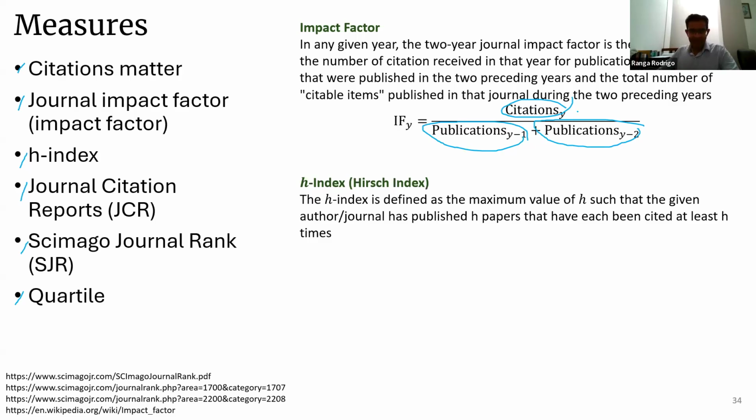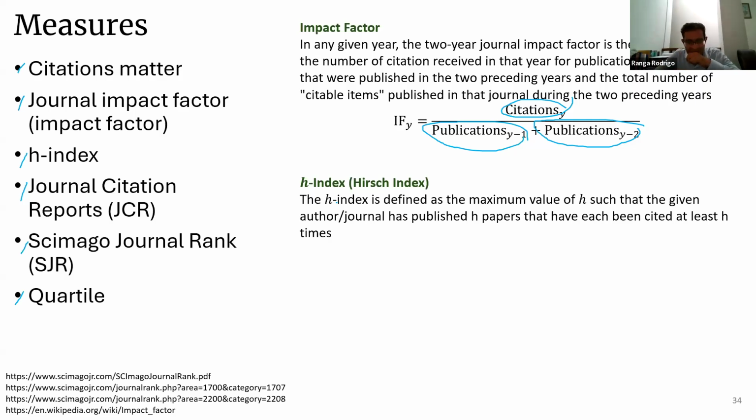Then the H index. Hirsch, I think this is the professor who actually called it. The H index is referred to as the maximum value of H such that the given author or journal has published H papers that have each been cited at least H times. So if someone has an H index of 10, that means he has at least 10 papers with at least 10 citations. If someone's H index is 15, that means that person has at least 15 papers that have been cited at least 15 times.